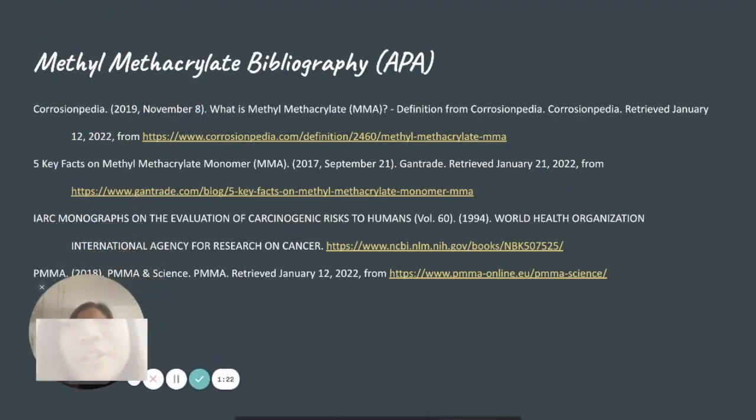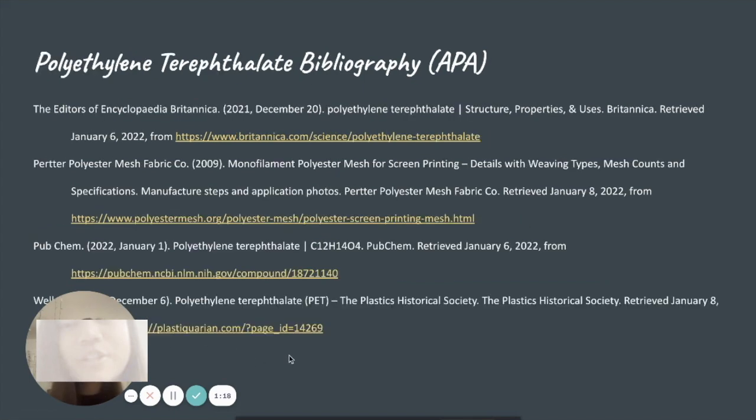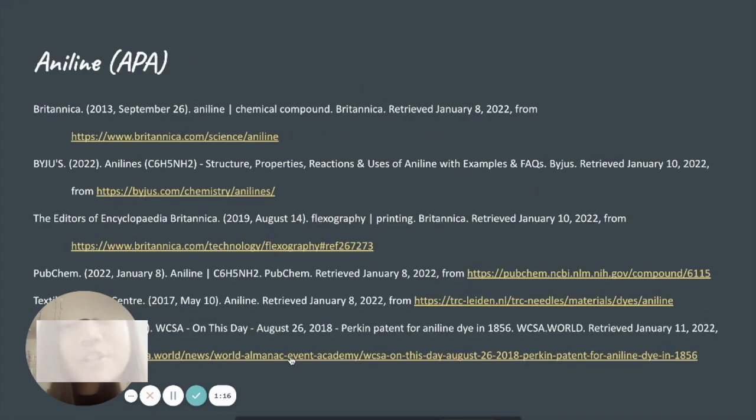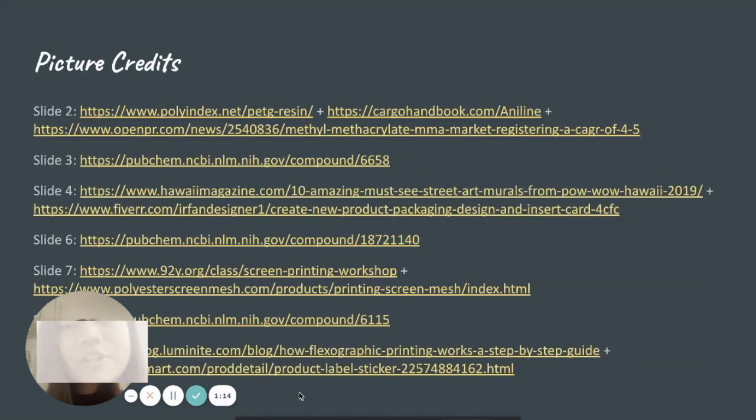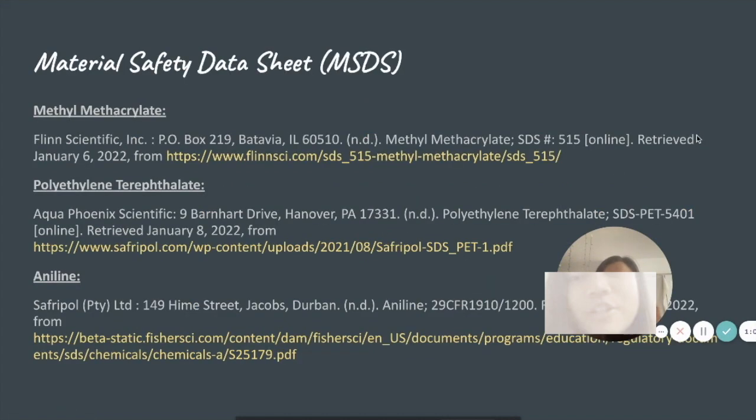These are my bibliographies for each of my chemical substances in APA format. And these are my picture credits for each of my slides. And last but not least, this is my MSDS sheet bibliography as well.